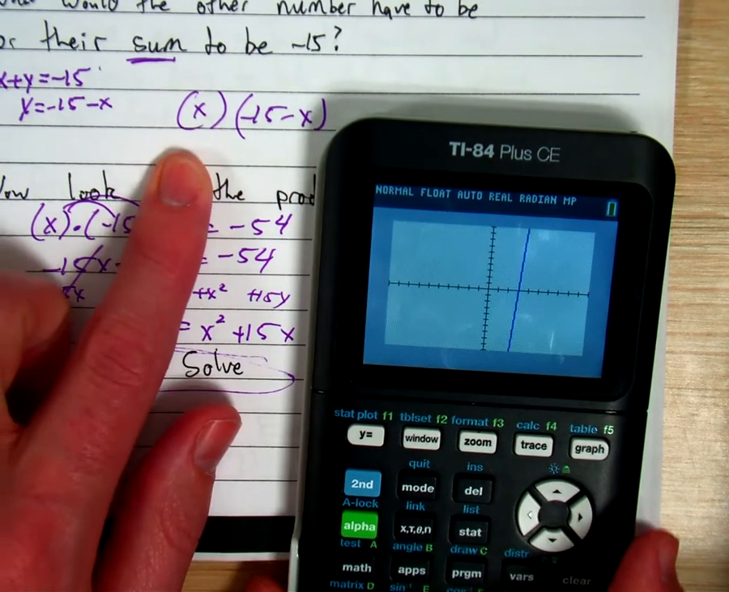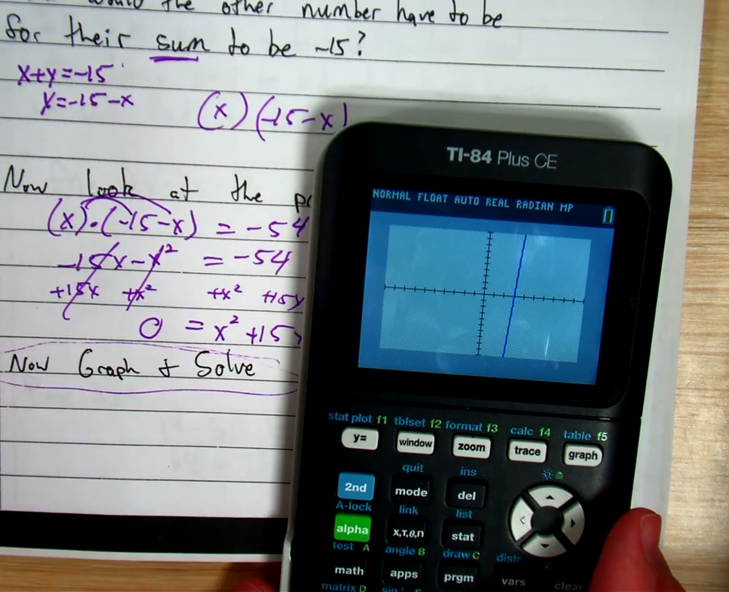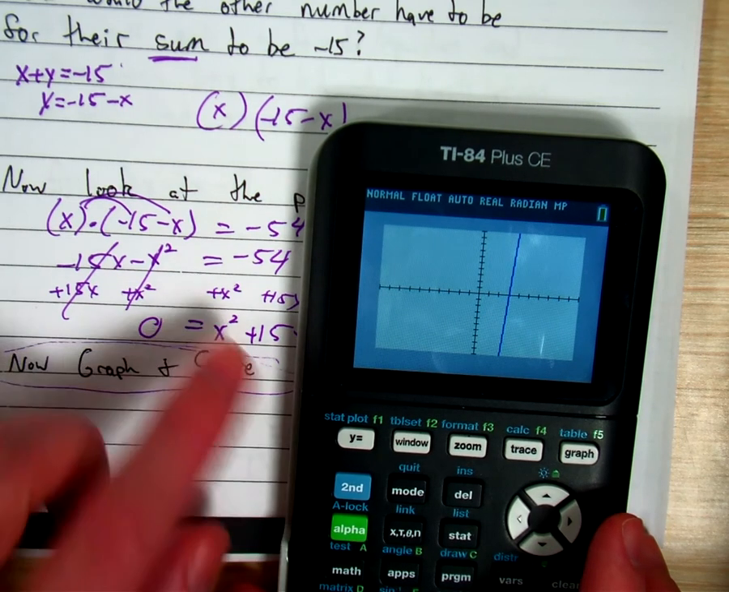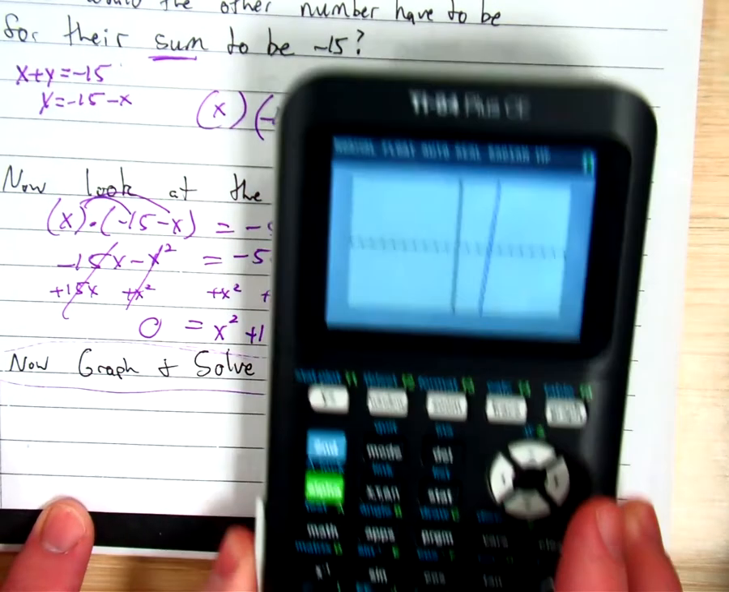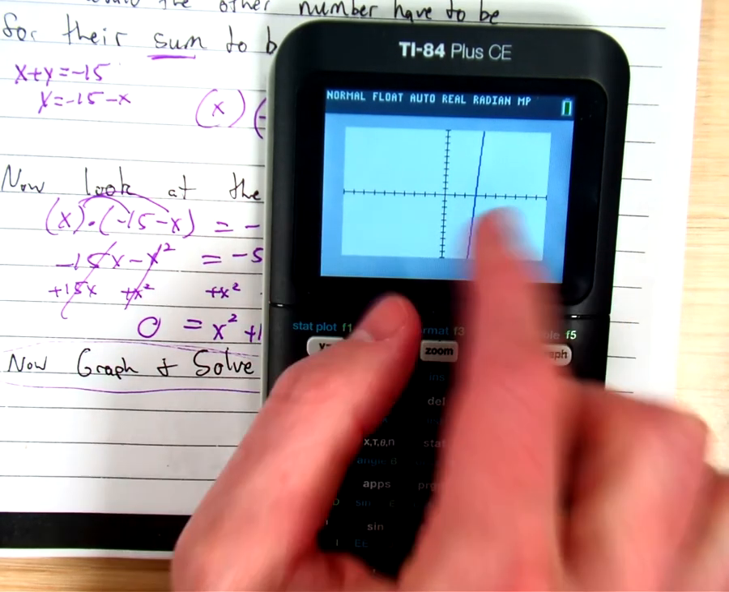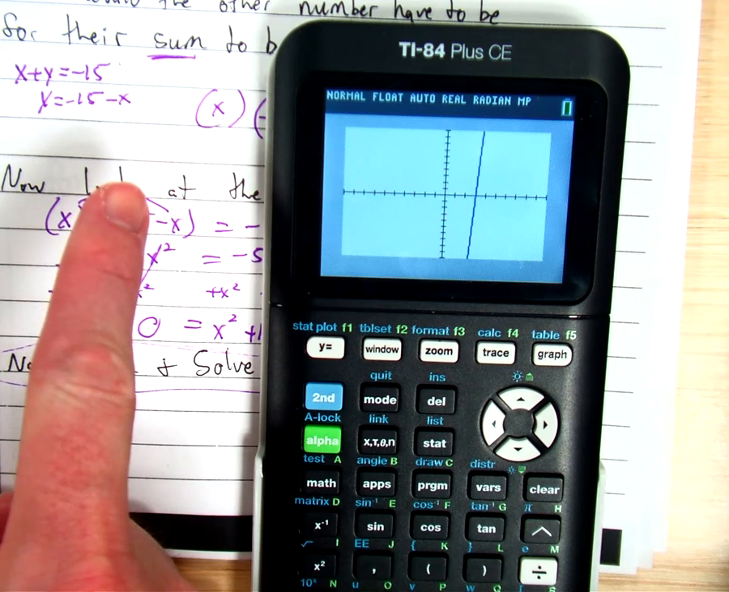If x is 3, what's the other one? Negative 15 minus 3. So we're looking at negative 18. But you're also saying, Mr. Handke, I thought x squareds were going to be parabolas. That looks like a line. Okay, we're just too far in, right? If the other answer was going to be negative 18, it'd be way over here. So we're just too far in to see that.